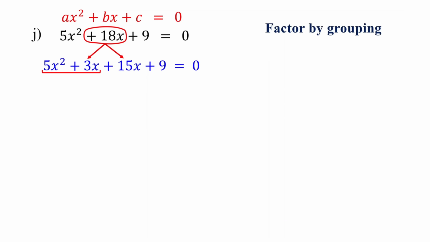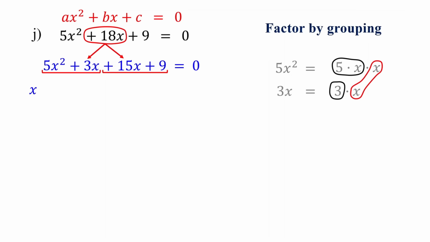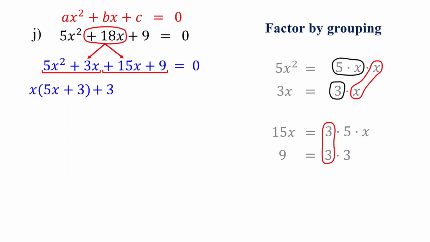Group the first two terms together and the last two terms together, then factor out the greatest common factor from each group. In the first group, the GCF is x, which is one of the factors of this group. The other factor of this group is simply the sum of what is left here, which is 5x plus 3. In the second group, the GCF is 3, which is one of the factors of this group. The other factor of this group is the sum of what remains here, which is again 5x plus 3.